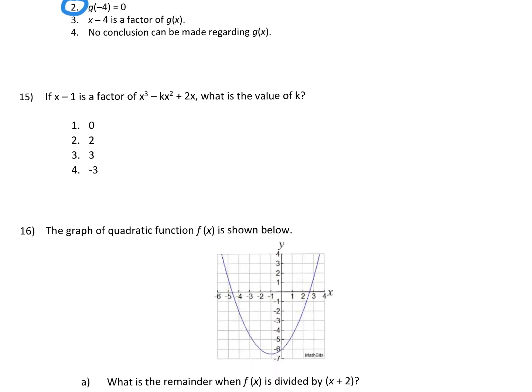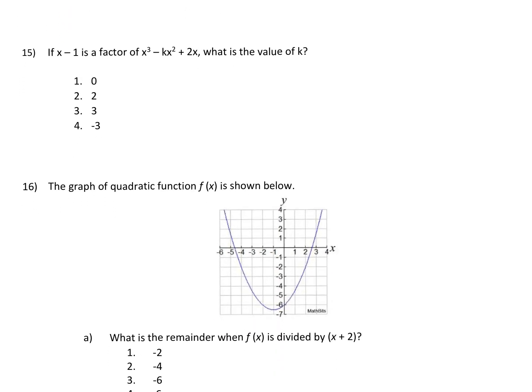Okay, so number 15, if x minus 1 is a factor of this expression, then what is the value of k? Okay, so if x minus 1 is a factor, what that means is if we take x equals positive 1, right, the opposite sign, if we take positive 1 and substitute it in for all the x's, this should be equal to 0. Okay, so again, if I replace all the x's with positive ones, this should be equal to 0 because x minus 1 is a factor.